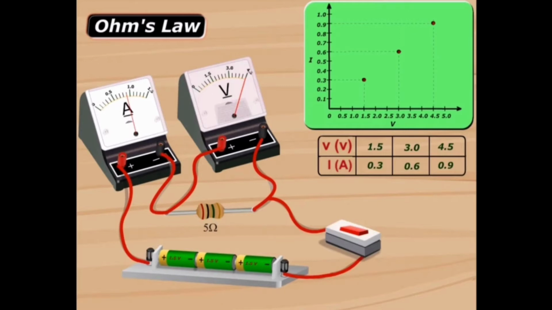Further, we represent these values by drawing the VI characteristic graph of Ohm's law. You can find a graph. Now when we mark the values, we get a straight line which represents that the potential difference is directly proportional to the current.